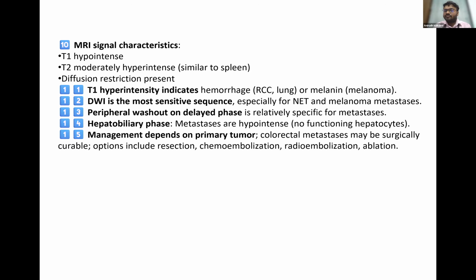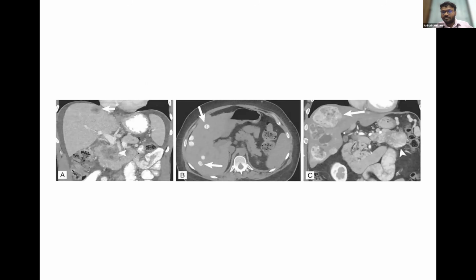Peripheral washout on delayed phase is relatively specific for metastasis. Peripheral washout. In the hepatobiliary phase, metastases are hypointense. Okay. Then management depends on the tumor. Colorectal cancer, liver metastasis: if you remove the tumor, the metastasis will go. That is the primary tumor.